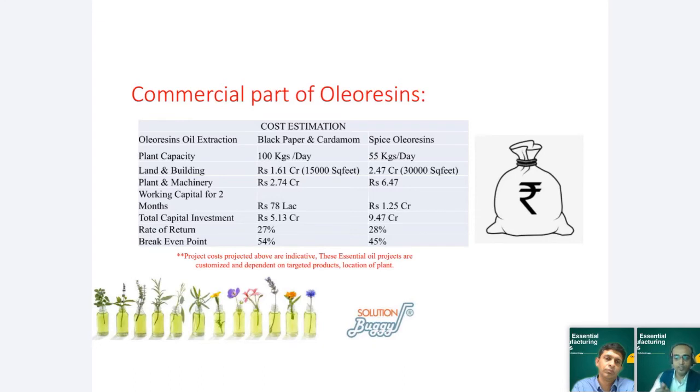A spice oleoresin plant based on supercritical extraction, with 55 kg per day product capacity: the land and building will be 2.747. Plant and machinery will be highly costlier there, and it is the costliest plant because spice oleoresin with supercritical extraction targets almost 100 different products in a single plant. The plant investment will be around 6.47 cr. Rate of return is 28%, whereas break-even point is 45%.